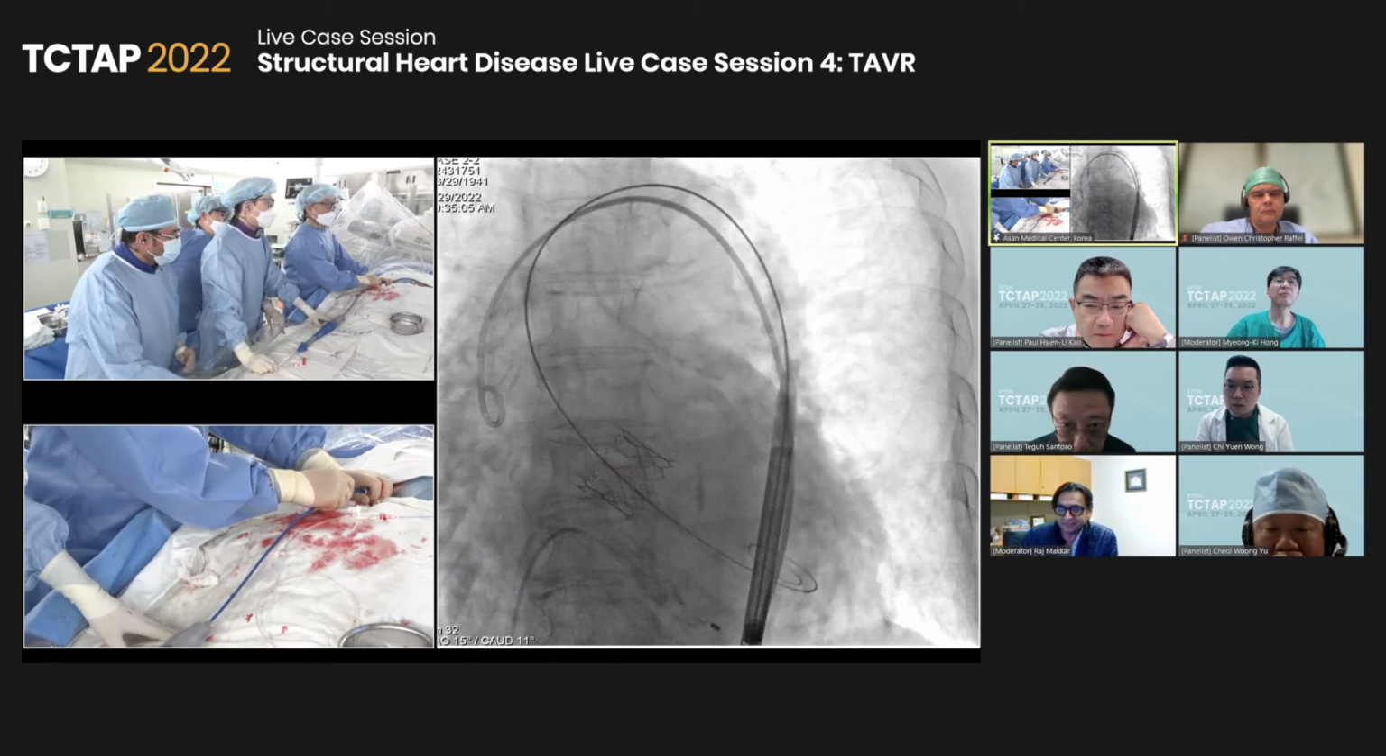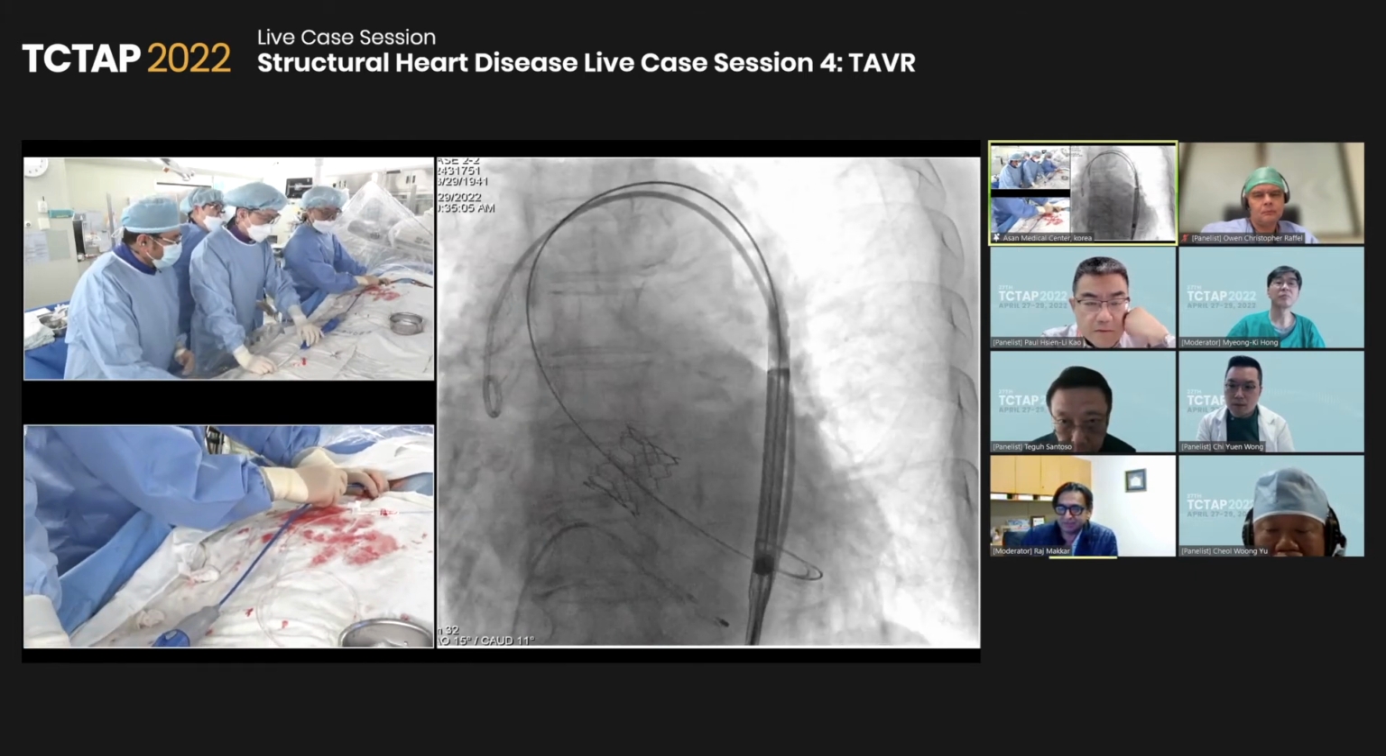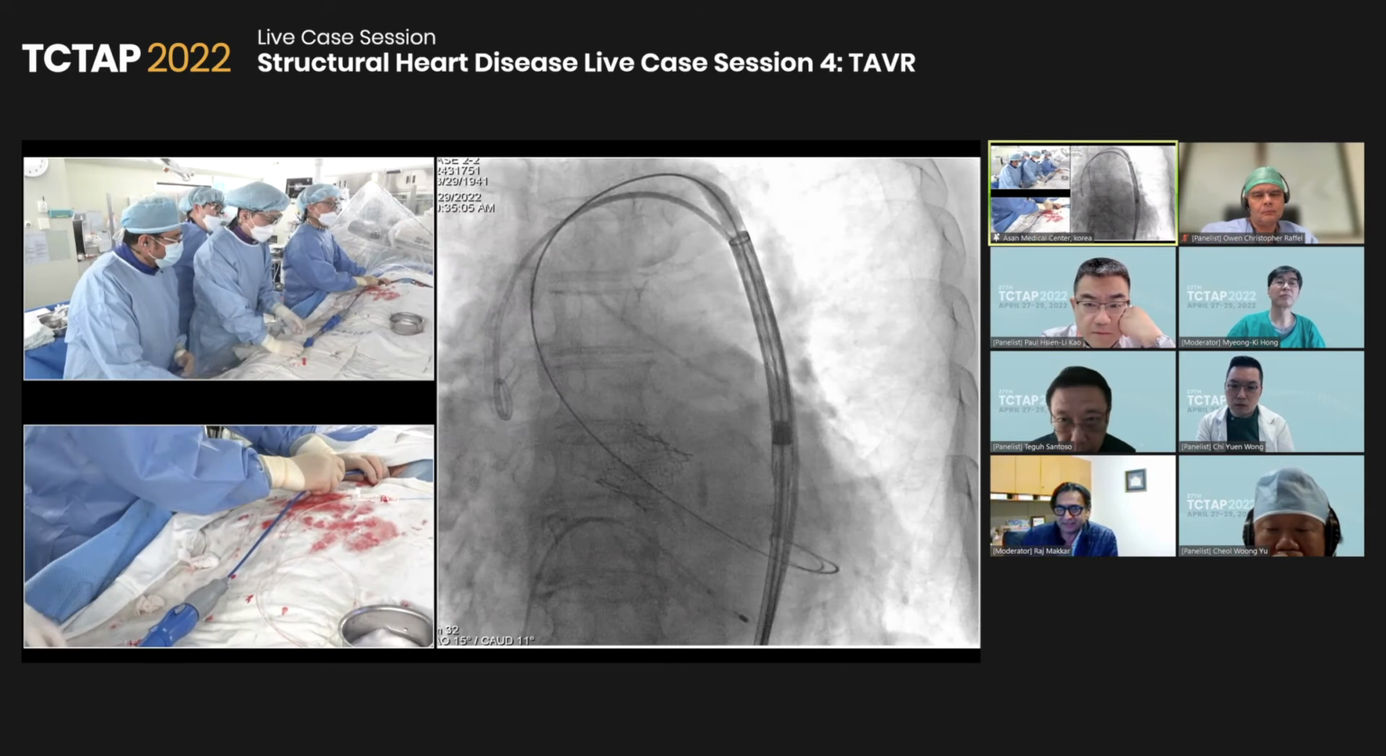Great curvature. Reasonable, I think. Okay. The port is at 3 o'clock.